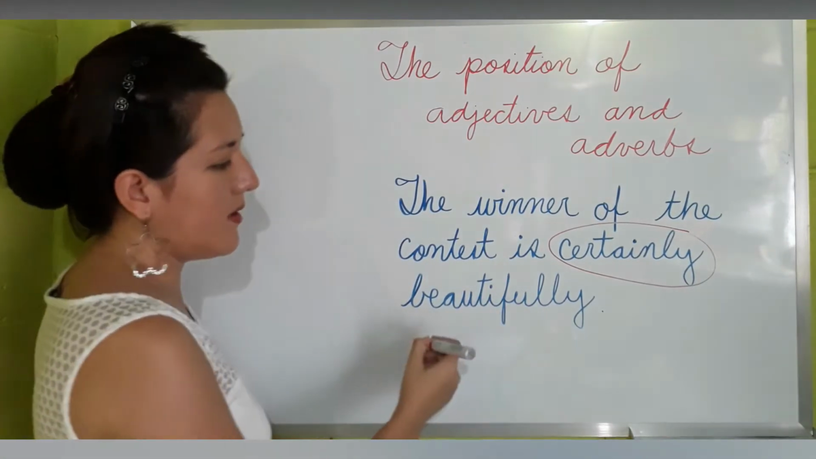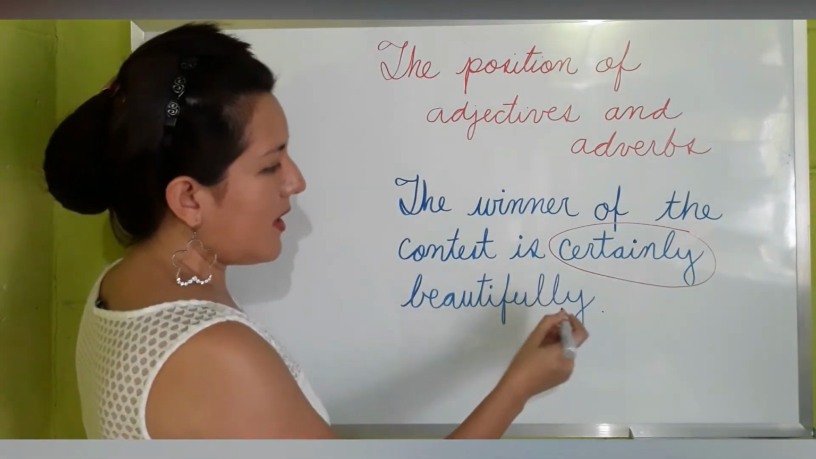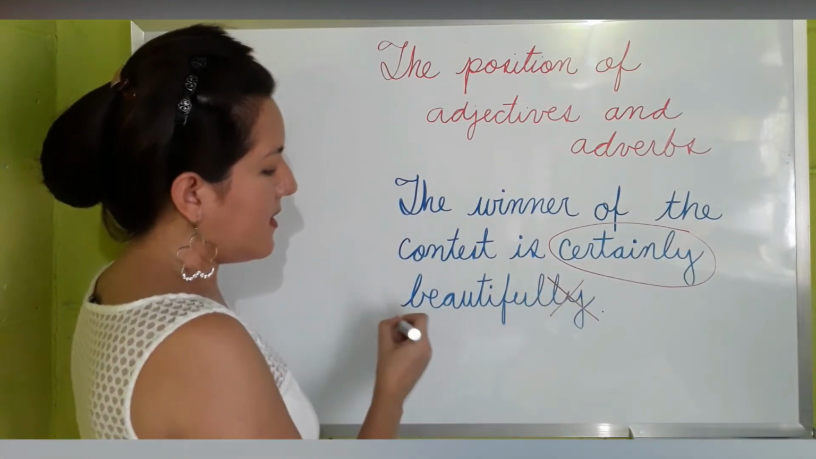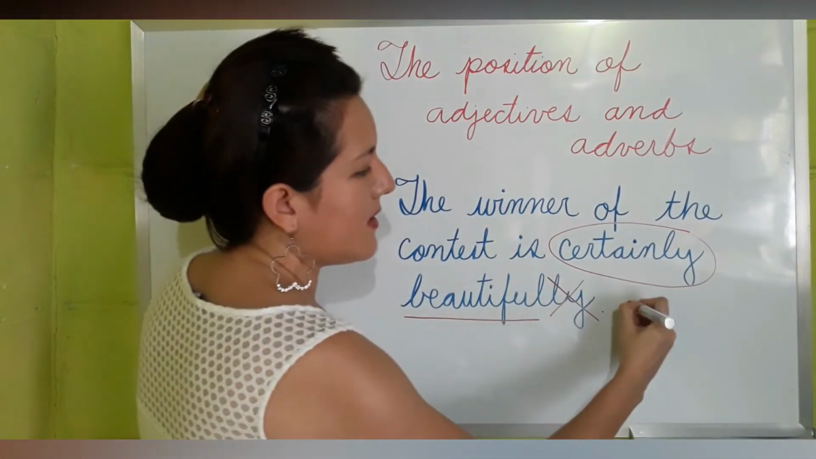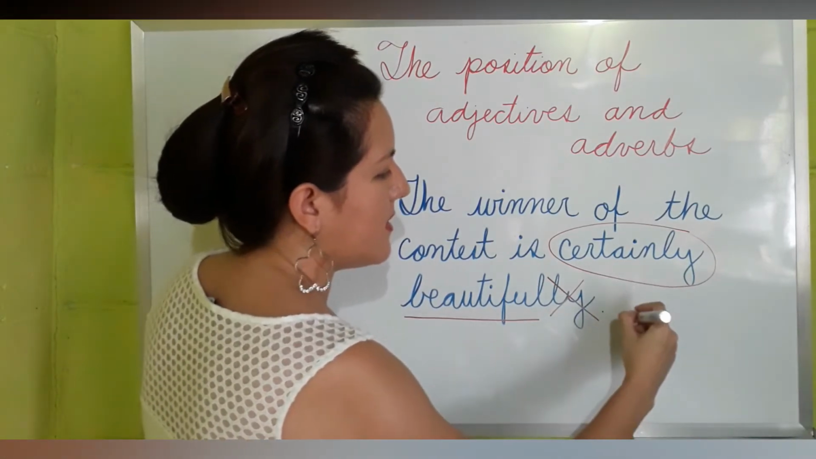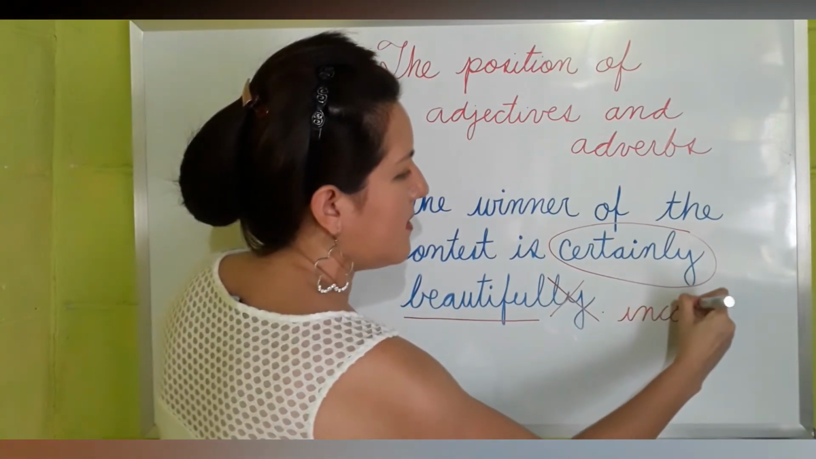You see, it's not another adverb. So here I need to say beautiful, and this is going to be the adjective. So therefore the sentence is incorrect. Let's write here incorrect.